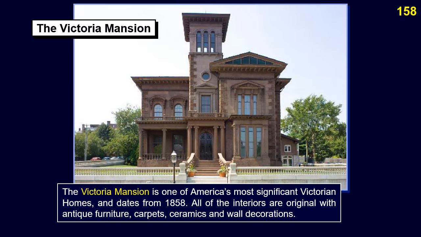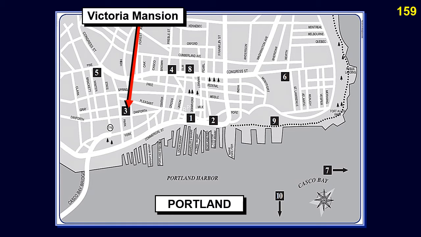The Victoria Mansion is one of America's most significant Victorian homes and dates from 1858. All of the interiors are original with antique furniture, carpets, ceramics and wall decorations. This shows the location of the Victoria Mansion.